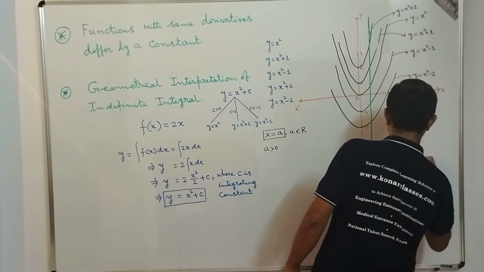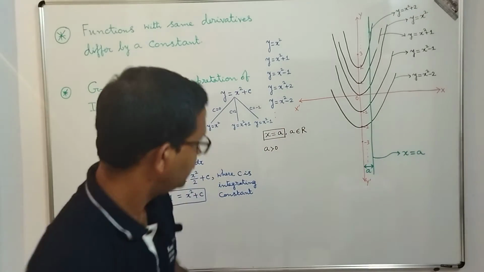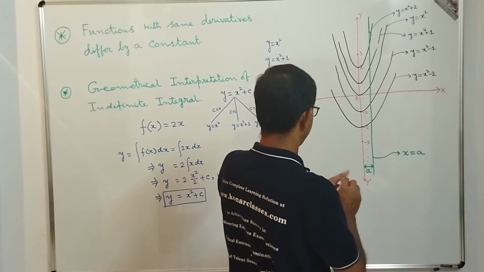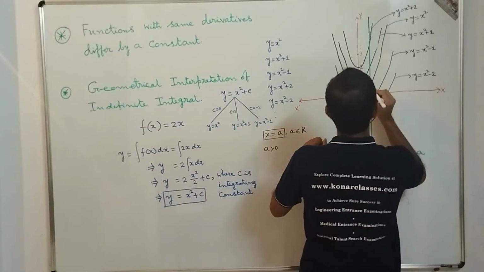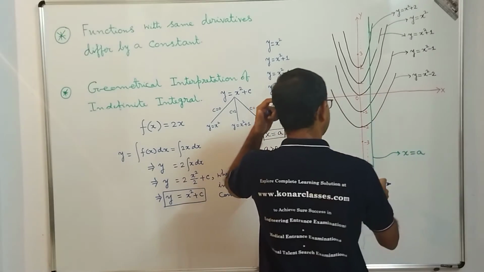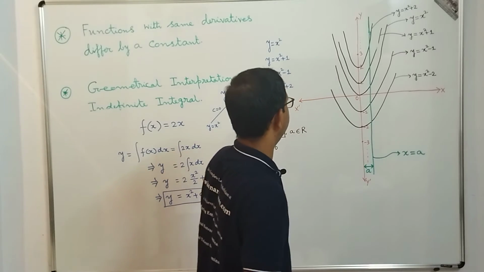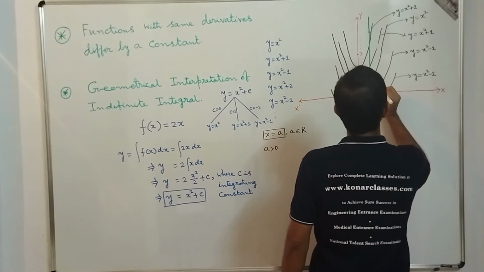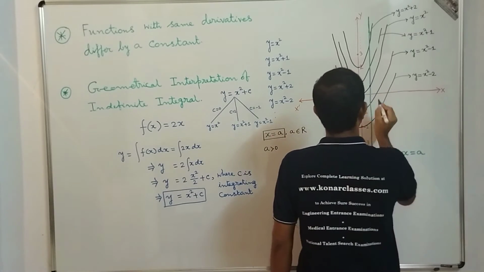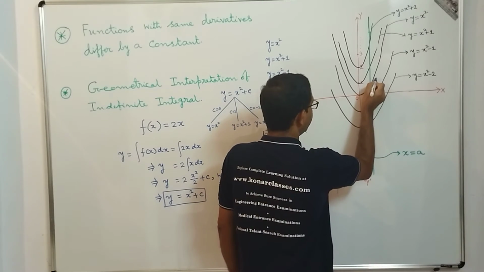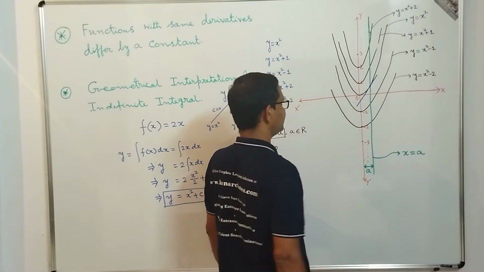Now what we are going to do, dear students, is mark these points. Let me use this blue color. We are going to mark the intersection of this family of curves with the line x equal to a. Then what are the points we are going to get? With y equal to x square, it intersects at this point. And at this point, what we are going to do? We are going to draw a tangent. Okay, this is a tangent.